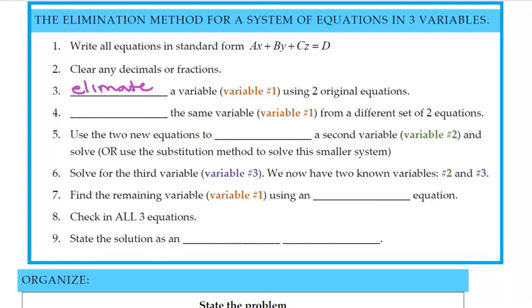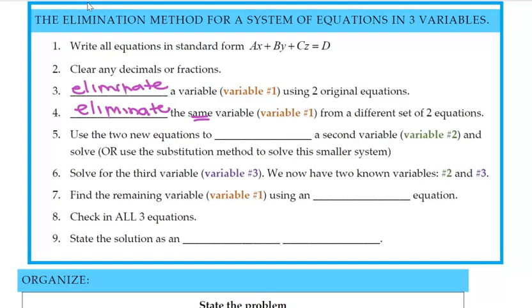Eliminate a variable using two original equations. So we're looking at, there's 3 original equations. We're going to use 2 of them. We're going to eliminate one variable. And then we're going to eliminate the same variable. So I'm going to underline same. This is super important. It has to be the same variable. If you eliminate z the first time, you got to eliminate z again. Okay? If you don't do that, you're going to be all confused.